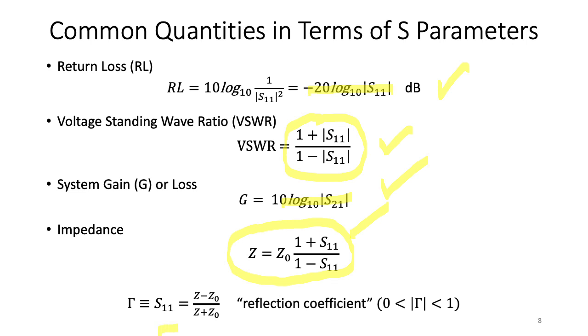The S11 can be also written in terms of the impedance by inverting this equation, and we see that S11, which is also referred to as gamma, is given by the ratio of Z minus the characteristic impedance divided by Z plus the characteristic impedance. Note that the reflection coefficient amplitude or magnitude is always confined between 0 and 1.